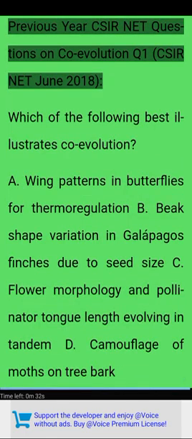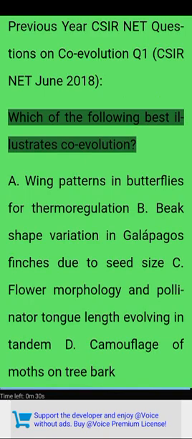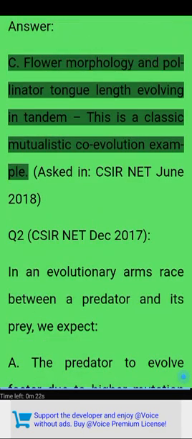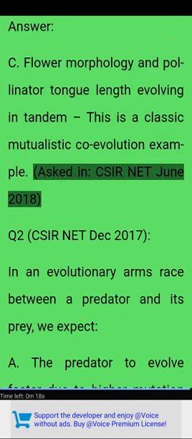Previous year CSIR NET questions on co-evolution. Q1, CSIR NET June 2018. Which of the following best illustrates co-evolution? A, wing patterns in butterflies for thermoregulation. B, beak shape variation in Galapagos finches due to seed size. C, seed flower morphology and pollinator tongue length evolving in tandem. D, camouflage of moths on tree bark. Answer: C, seed flower morphology and pollinator tongue length evolving in tandem. This is a classic mutualistic co-evolution example. Asked in CSIR NET June 2018.